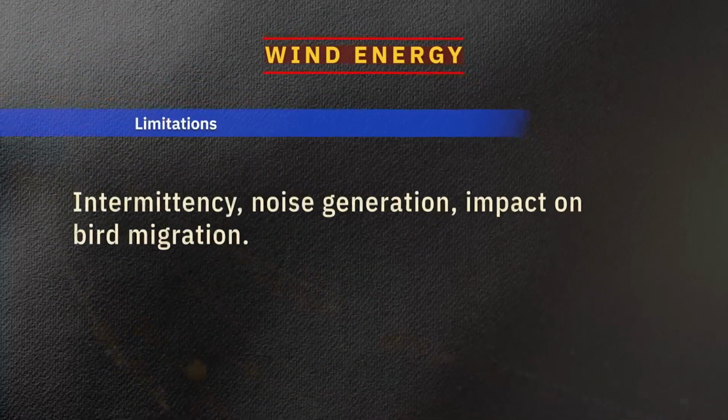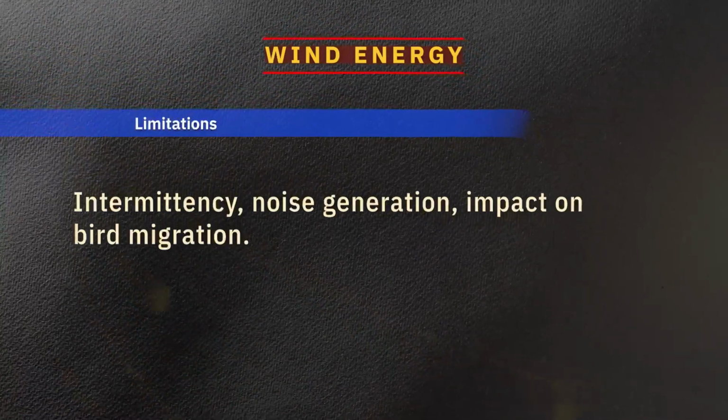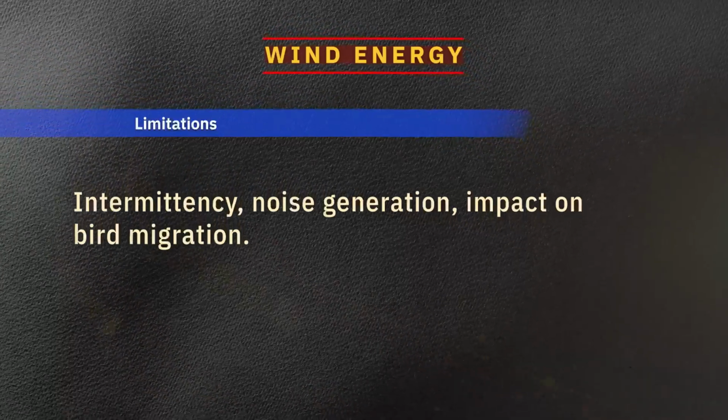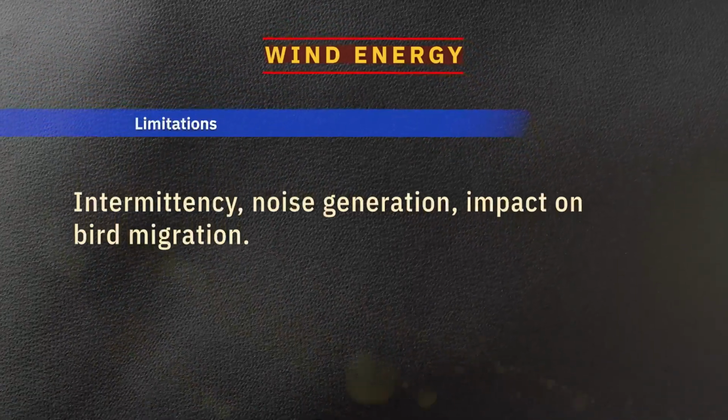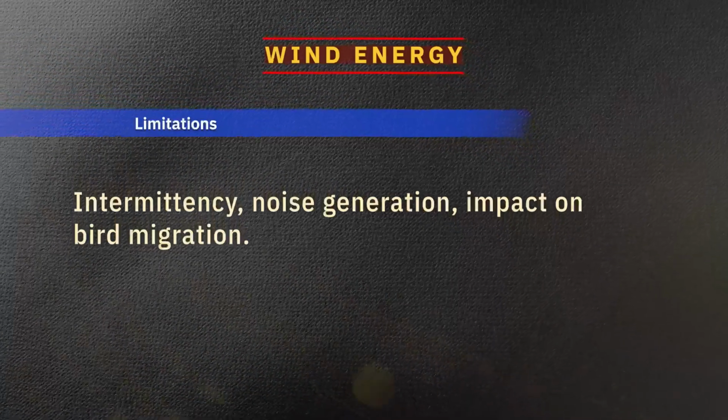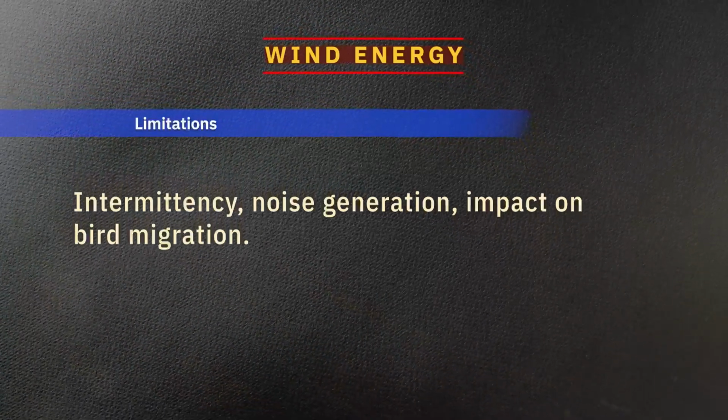Limitations are also there in the case of wind energy. We can see that the limitation is related to intermittency. As I have already said, all renewable sources of energy face the problem of intermittency, noise generation through the turbines, and impact on bird migration, because birds get hurt due to the turbines that rotate during the generation of wind energy.